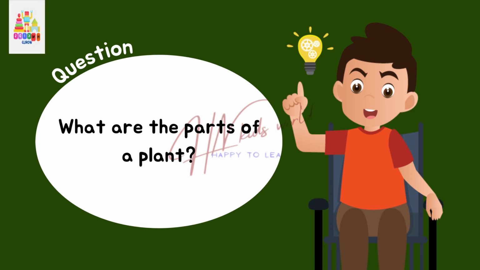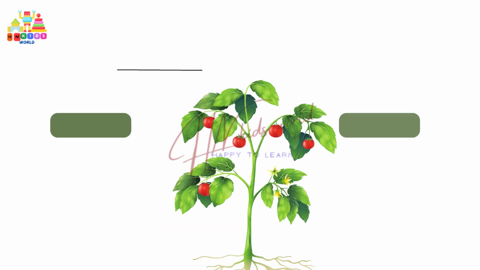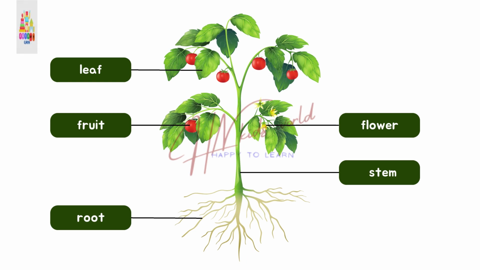Question: what are the parts of a plant? Leaf, fruit, root, flower, and stem.